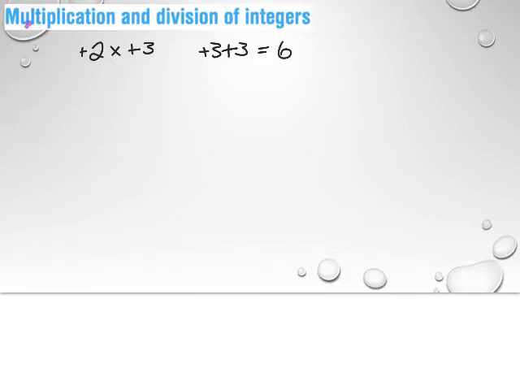2 times 3 is 6. If I have a negative and I say 2 times negative 3, it means there are two groups of negative 3, which means 2 times negative 3 equals negative 6. So a positive times a negative is a negative.